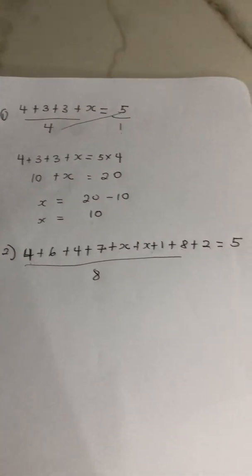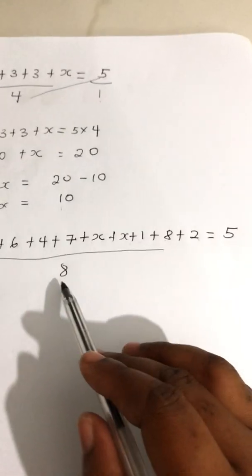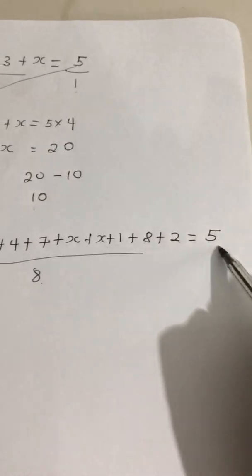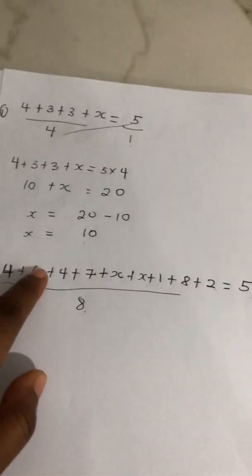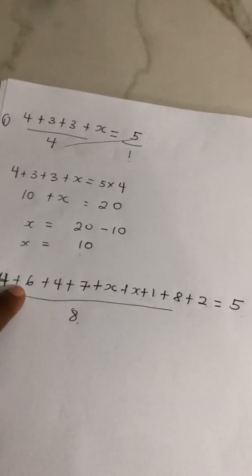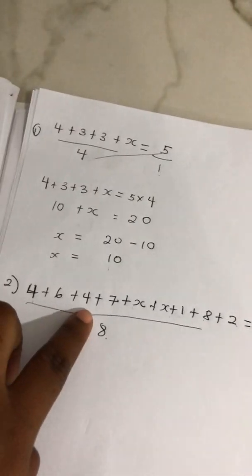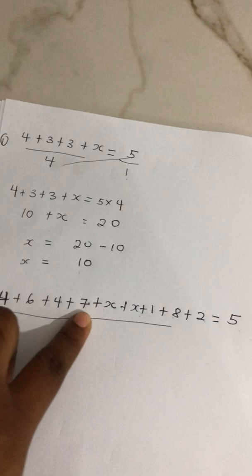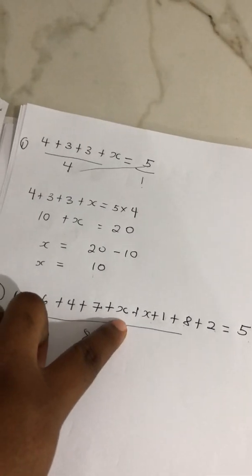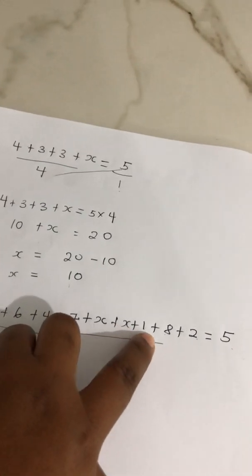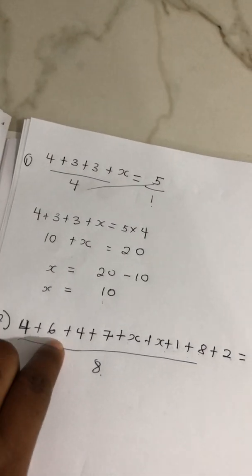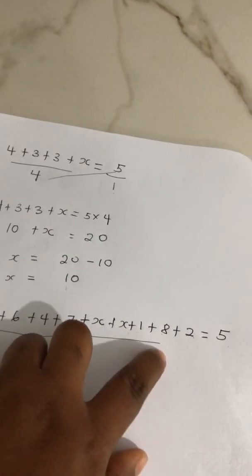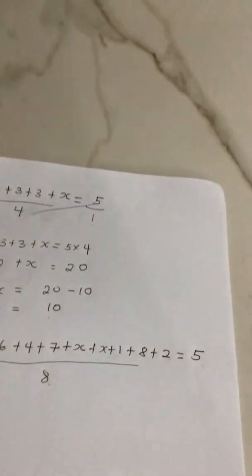We cross multiply. So we know that our 8 will multiply the 5. So first of all, we are going to add these numbers. So we are adding 4, 6, 4, 7. You cannot add these numbers to x. You cannot add it to x plus 1 because they are different things. So we are adding all numbers: 4, 6, 4, 7, 8, and 2. We are adding them separately.